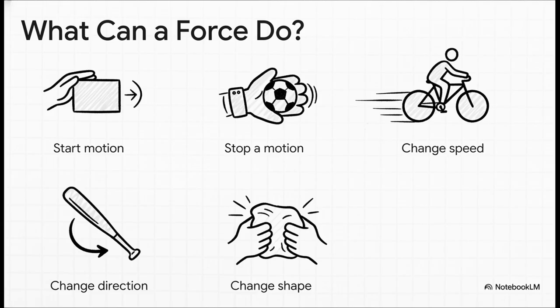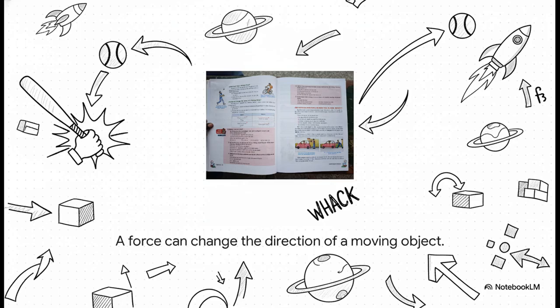Let's see a couple of these in action. Here we go, perfect example. The cricket ball is heading in one direction and then bam! The force from that bat comes in and completely changes the ball's path, sending it flying off somewhere else entirely. That is an unbalanced force doing its thing.